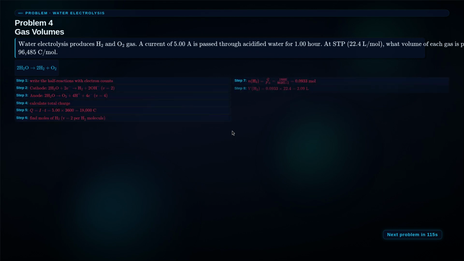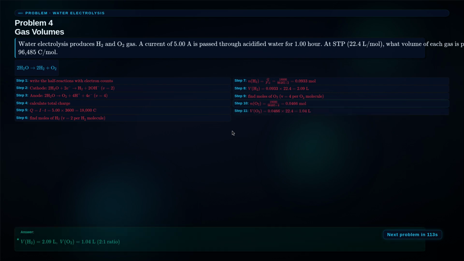Problem 4. Water electrolysis produces hydrogen and oxygen gas. A current of 5 amperes is passed through acidified water for 1 hour. At STP, where 1 mole occupies 22.4 liters, what volume of each gas is produced? Step 1. Write the half reactions. At the cathode, 2H2O plus 2 electrons yields H2 plus 2OH minus, so v equals 2 per hydrogen molecule. At the anode, 2H2O yields O2 plus 4H+ plus 4 electrons, so v equals 4 per oxygen molecule.